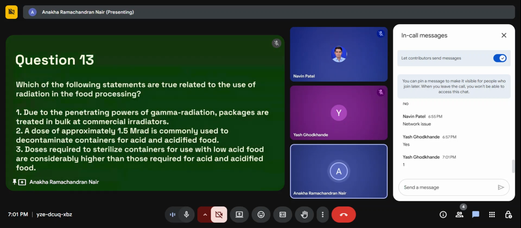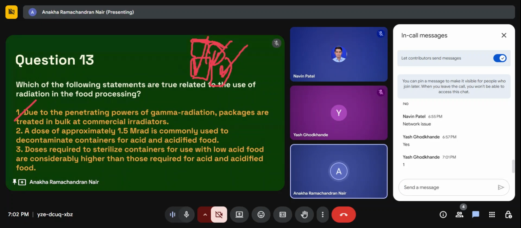So all three of them are correct. So gamma irradiation can pass through surfaces, right? So even if you have a packaging on top of your food, it can pass through that and directly sterilize the surface and the interior of the fruits, right? So therefore, because of this, packages are treated in bulk at commercial irradiators. So you can have packages on top of each other, and in other cases like UV, etc., this will not work because it only works on the surface level. But since gamma radiation can pass through these surfaces, you can sterilize the entire containment or shipment, right?